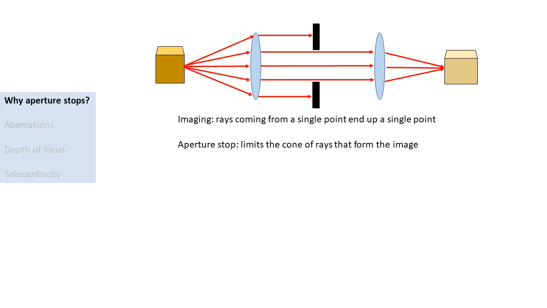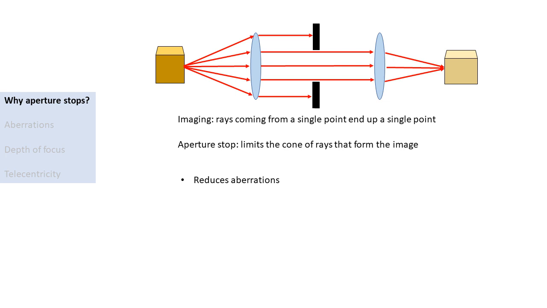This aperture stop determines which cone of rays that comes from an object point will reach the image plane. Why would such an element be so important for imaging systems? In the following, we will discuss 3 reasons why aperture stops are relevant. The first reason is that an aperture stop can help reduce the impact of aberrations, which improves the image quality.